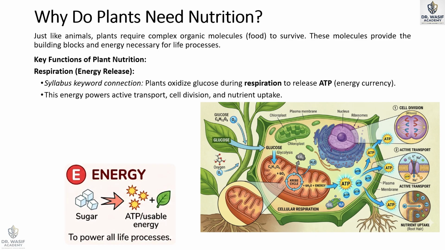Number one is respiration. You will see this word often in your syllabus. Plants take the glucose which they make and oxidize it. Oxidization means they break it down to release ATP. And ATP, as you have learned earlier, is the energy currency of the cell. Without this currency, the plant cannot perform its functions like active transport or division of its cells to grow further.